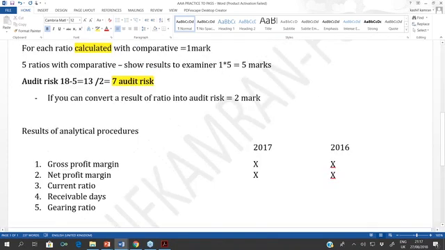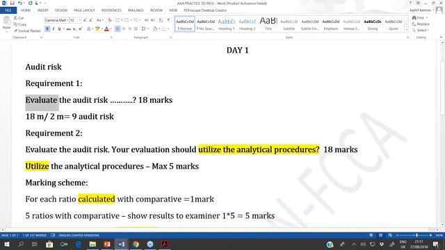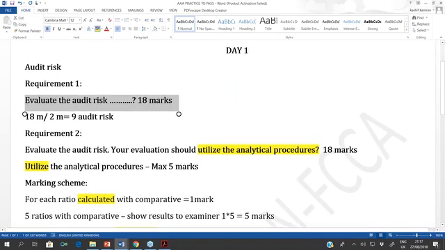But if a question comes like this, which is evaluate the audit risk, but the examiner is not asking for utilize the analytical procedures, then I simply divide the total marks by 2. When I divide the total marks by 2, I get 9 audit risks, because the first requirement is not asking to utilize the analytical procedures. So I will take the full marks and divide them by 2, so I have to write 9 audit risks. I will not show the table in the first requirement; I will only show the table in the second requirement.